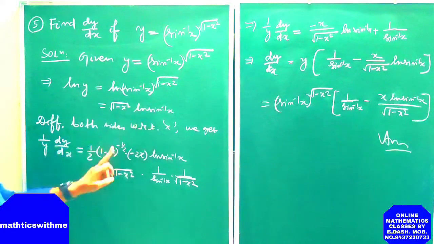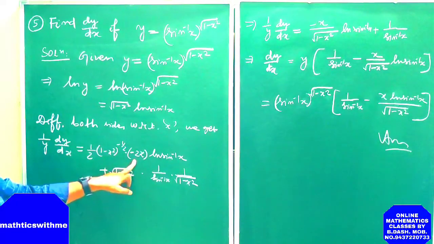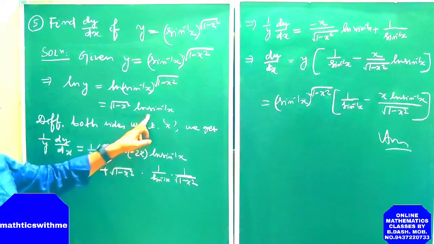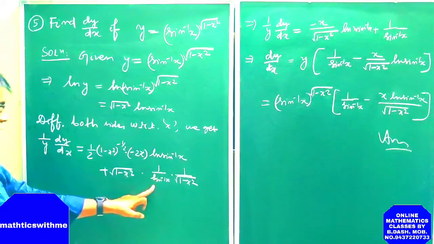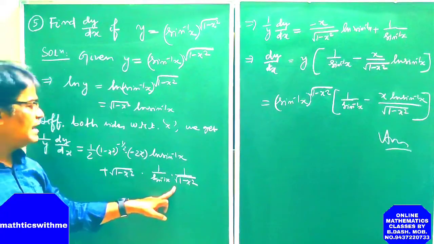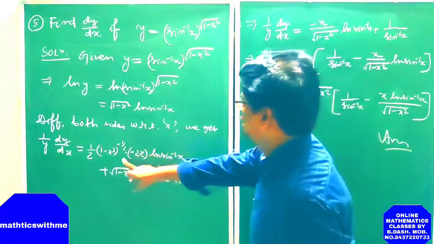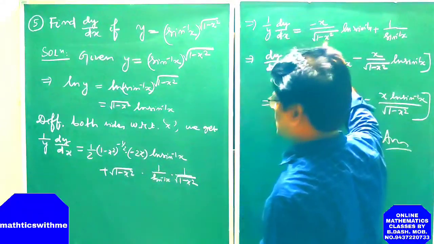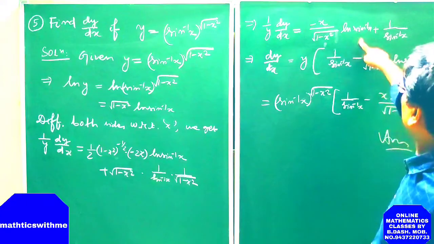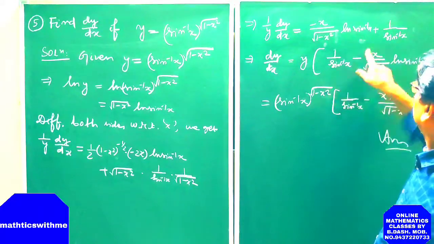So we can apply the product formula. The derivative of this is 1 by 2, 1 minus x square to the power minus half into minus 2x, into ln sine inverse x. Now for root over 1 minus x square, the derivative of ln sine inverse x is 1 by sine inverse x, and the derivative of sine inverse x is 1 by root over 1 minus x square. So 1 by y dy by dx is, the 2 cancels, minus x by root over 1 minus x square into ln sine inverse x, then 1 by sine inverse x.